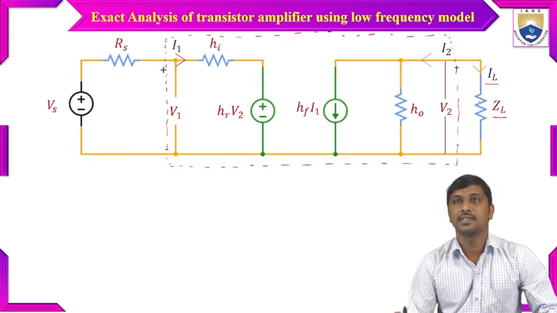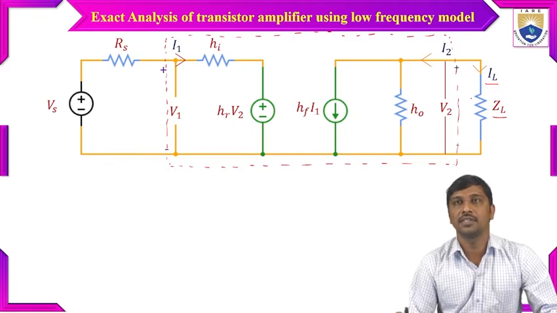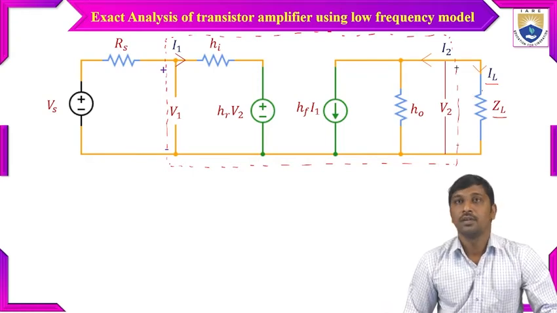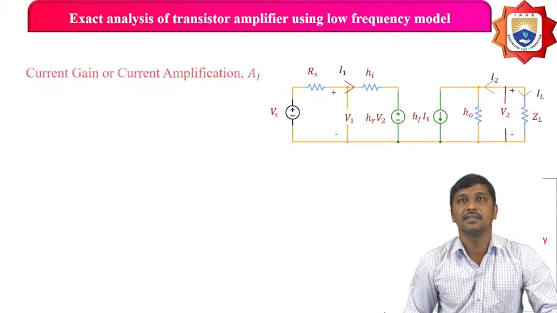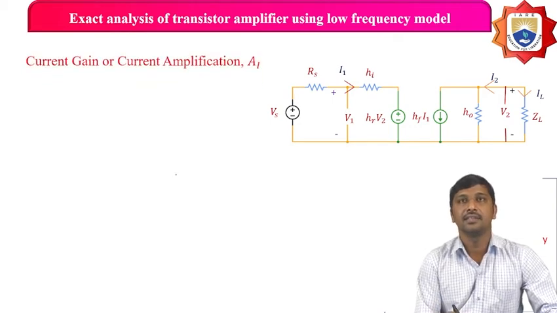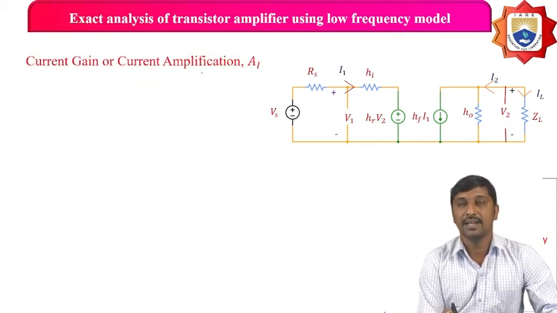Now, by using this small signal model of the amplifier, we need to identify some important parameters: current gain, voltage gain, input impedance, and output admittance. So let us discuss the important parameters in this amplifier analysis. The first parameter is the current gain, or current amplification factor, that is AI.